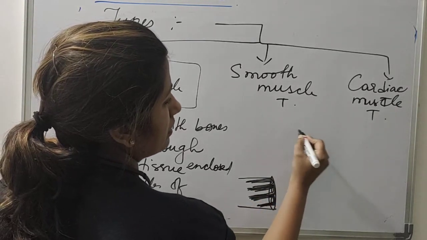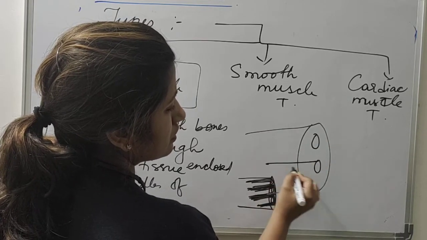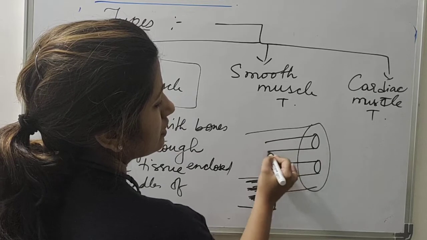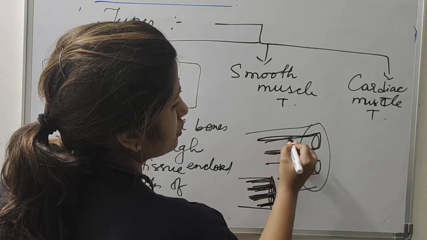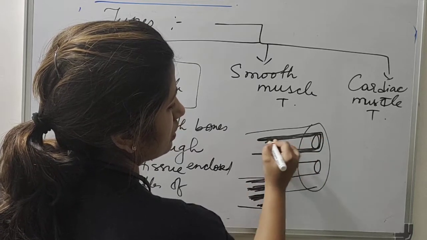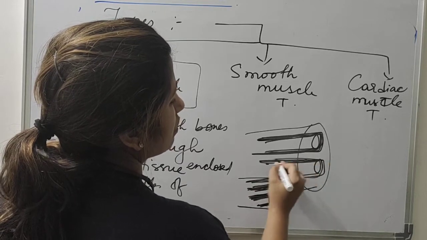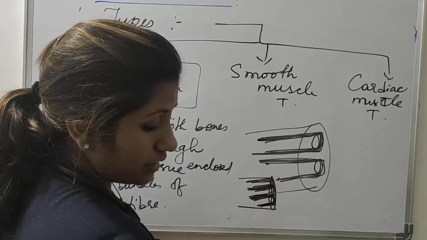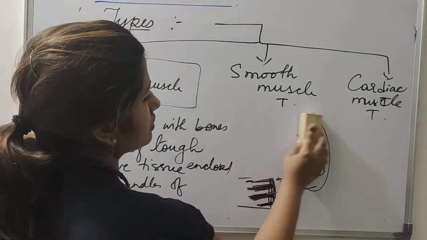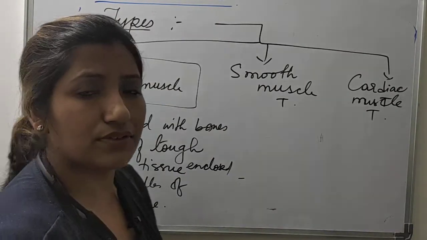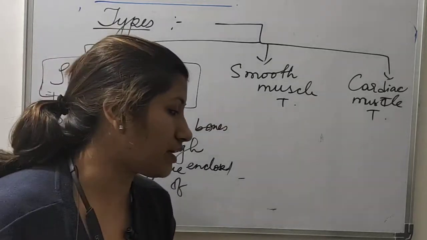Let me draw it once again. If this is a muscle tissue and here is a fiber, this is one muscle fiber. These muscle fibers are enclosed by a sheet of connective tissue. What is their role and what are their names, you will learn in the upcoming chapter. For the time being, you just need to know the basic structure. In detail, we'll be learning in human physiology.